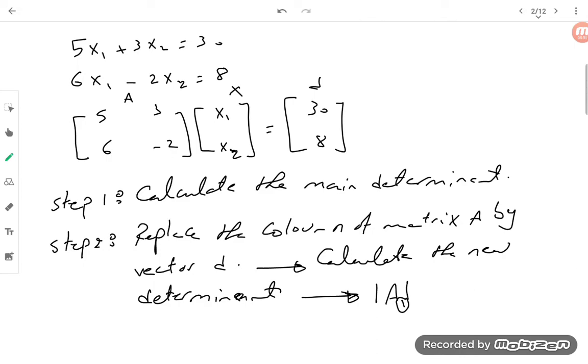And then we are going to repeat this for each column in the main matrix, or matrix A. Say for example the matrix is 3 by 3, so we have to replace the second column with D and calculate the determinant, and this will be determinant A2. And with respect to the third one, it also will be replaced by D and then we calculate the determinant, and it will be determinant A3.